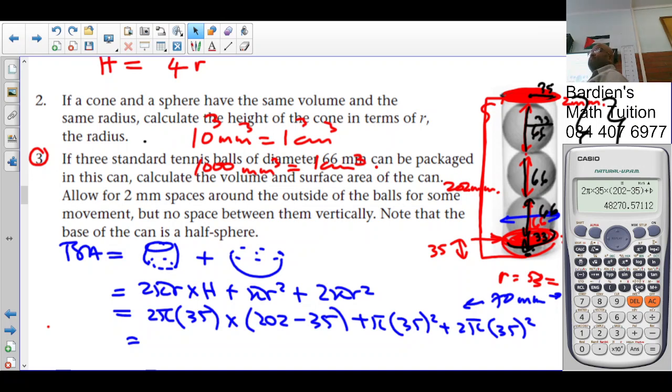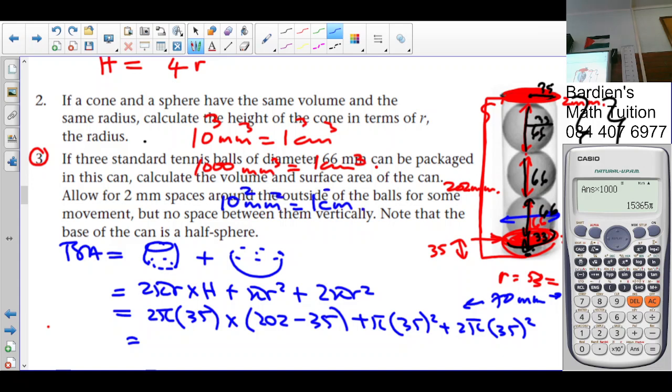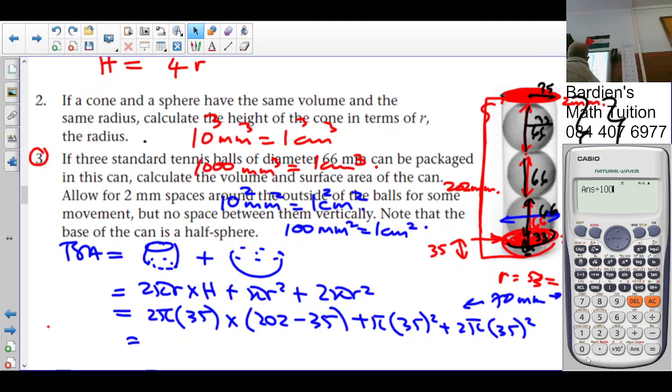That's correct. Okay. Divided by 1,000, you get it in centimeters. No, not 1,000. 100. Because now, if you want your answer in centimeters squared, then 10 millimeters is equal to 1 centimeter. So 100 millimeters squared is equal to 1 centimeter squared. So now you divide that by 100, gives me 482, comma 7 centimeters.